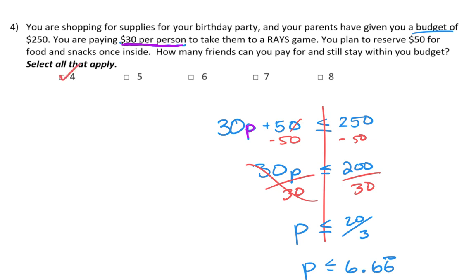Can I bring 4 friends? Yeah. Can I bring 5 friends? Yeah. Can I bring 6 friends? Sure. But I can't bring 7 and I can't bring 8 because those numbers would be bigger than 6.66 repeater and out of my budget.